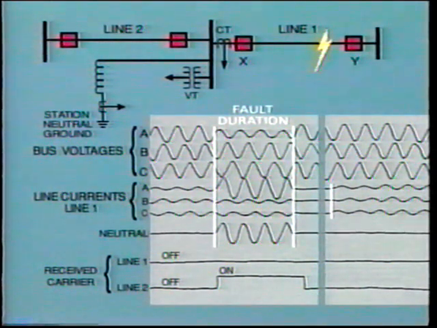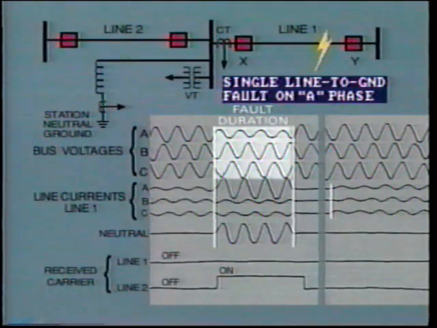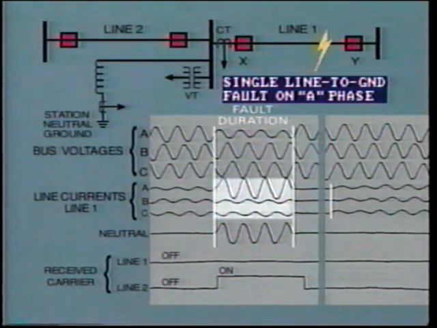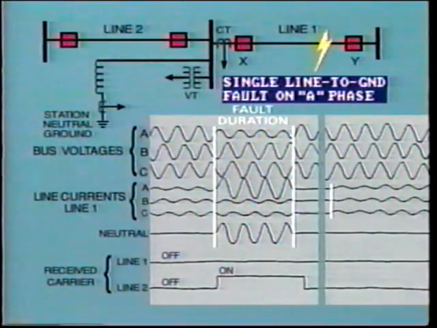What can we immediately tell from these plots? Number 1, the fault was a single line-to-ground fault on the A phase of line 1. We know this from the depressed A phase voltage at the substation bus. The other bus voltages are normal. Also, the A phase line current undergoes a sharp rise, while the other phase currents are unaffected. Finally, the station neutral current also increases from almost nothing to a large value. This indicates a line-to-ground fault.